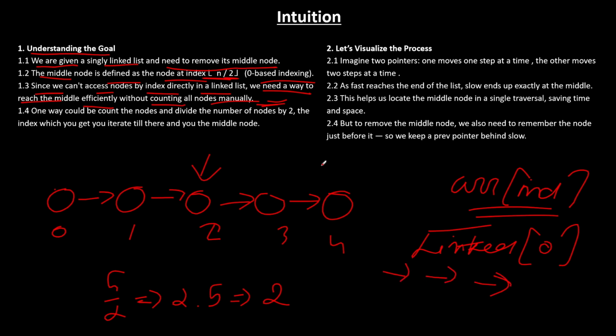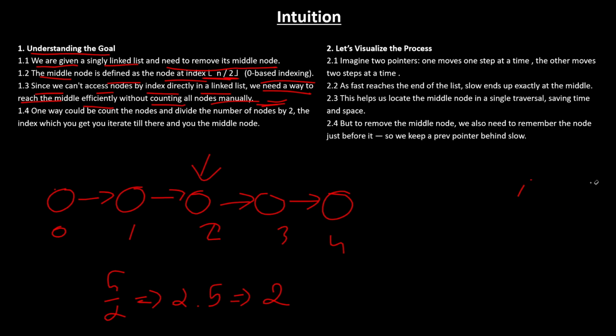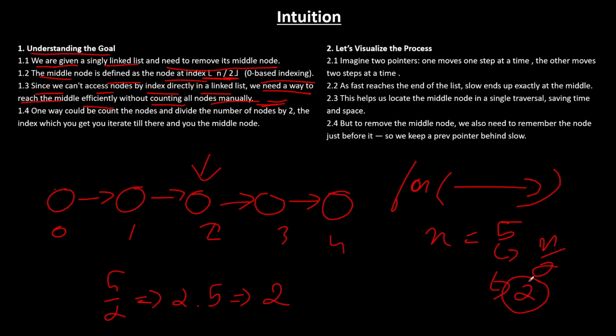So one way which could come to our mind is, okay, what if they are saying that n by 2 is the middle node. So what if we do an iteration, we do a for loop in the linked list and we get the number of nodes, which in this case is 5, right? If you get this and I divide this and get the value as 2, and I only iterate half of the linked list, I could reach the middle point.